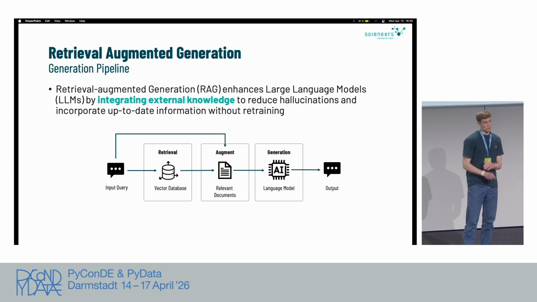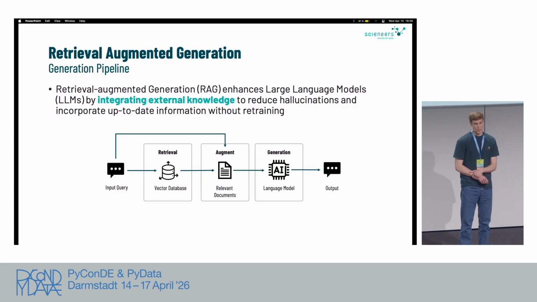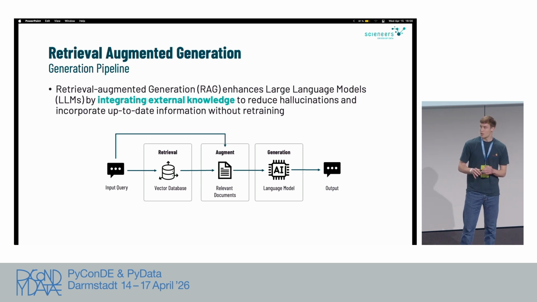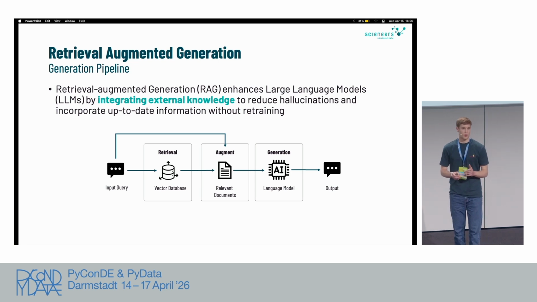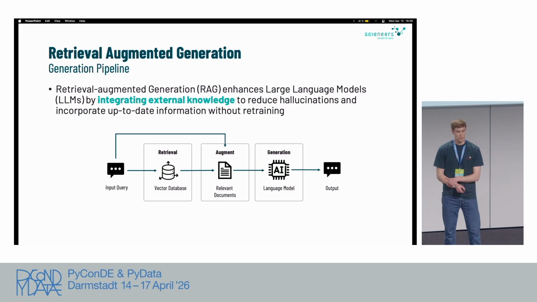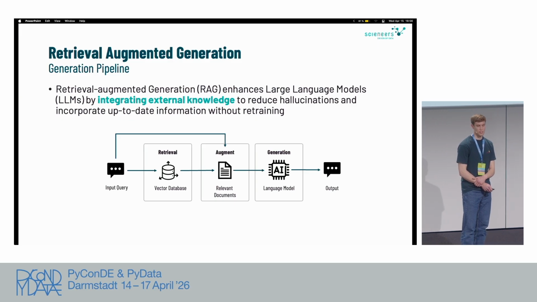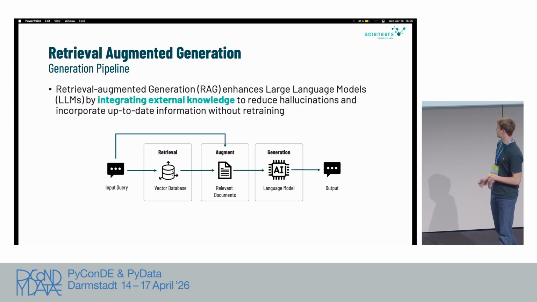While I'm sure most of you already know what RAG, or Retrieval Augmented Generation, is, just to get everyone on the same page, Retrieval Augmented Generation is a concept where you enhance large language models by integrating external knowledge to reduce hallucination and incorporate up-to-date information without the need for retraining. So you basically see it here.